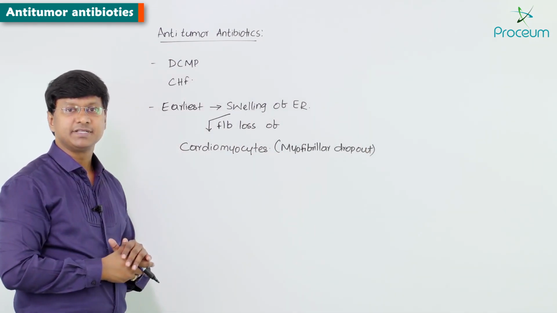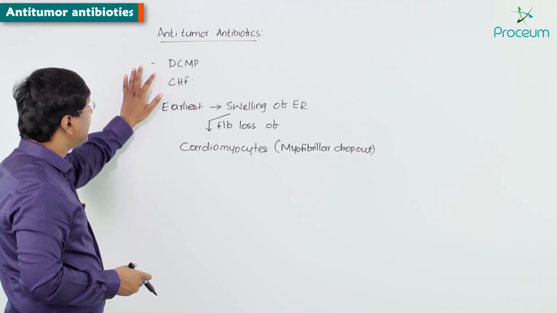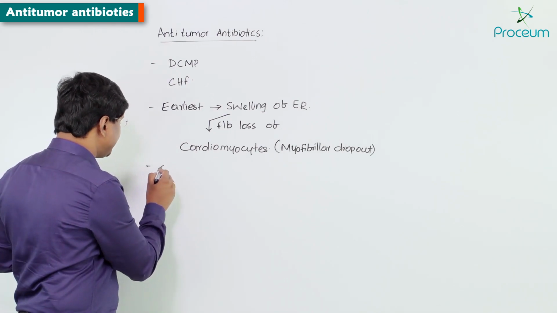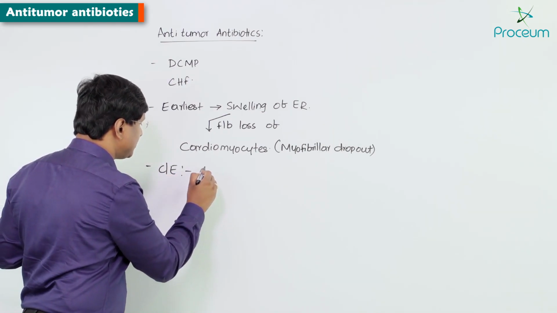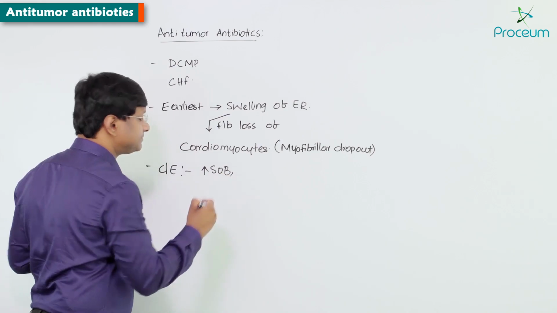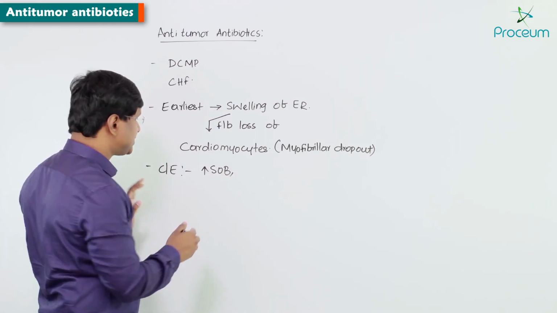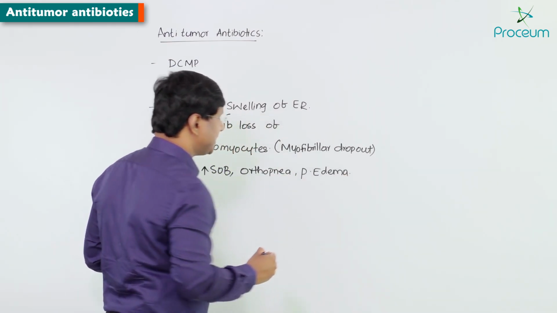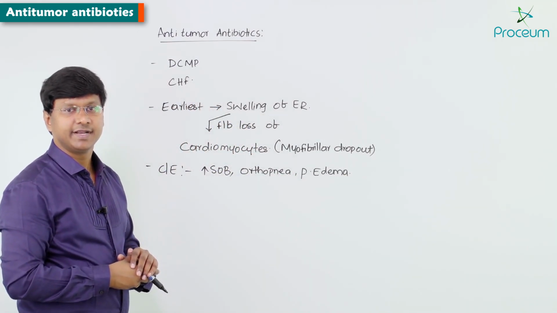Now, what will be the symptoms? Remember, in either DCMP or congestive heart failure, the symptoms or the clinical features include exertional dyspnea, orthopnea, and as well as the peripheral edema.